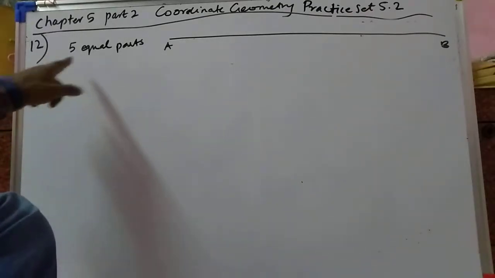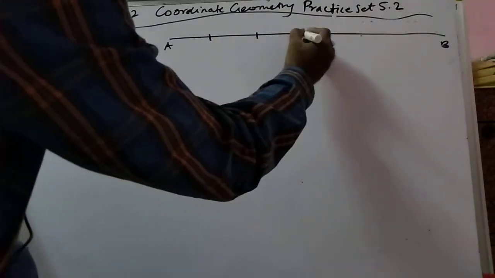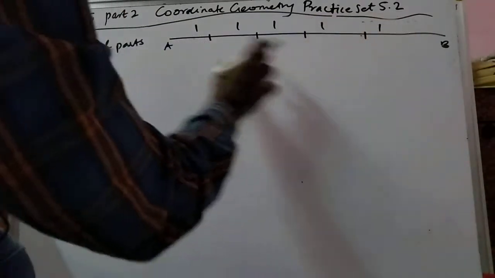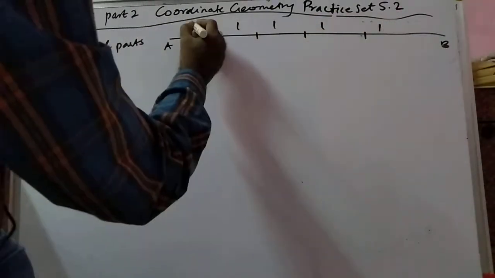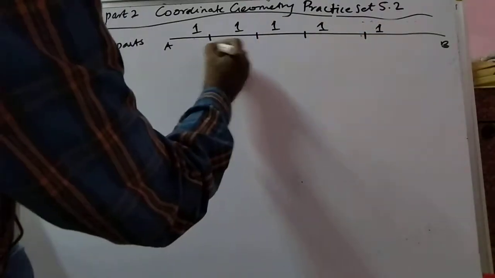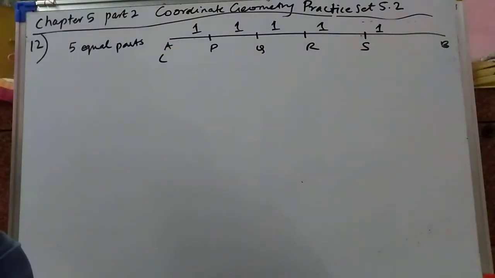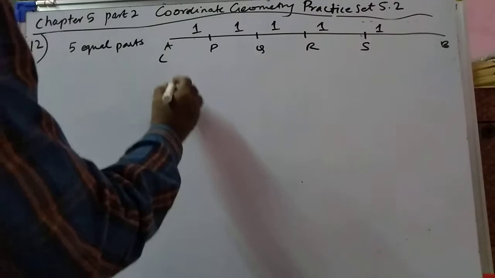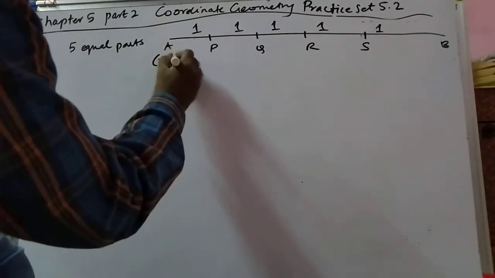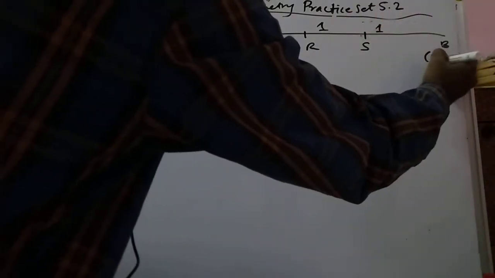Okay, in the 12th problem, we have to divide into 5 equal parts: 1, 2, 3, 4, 5 equal parts. Let us take the points as P, Q, R, S. A is given as how much? 20 and 10, and the other point is 0 and 20.